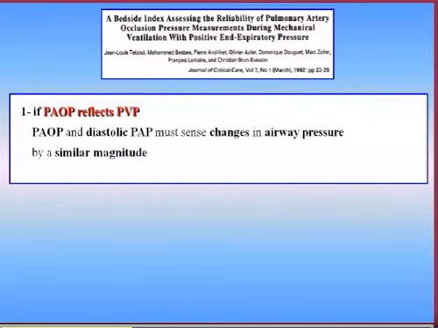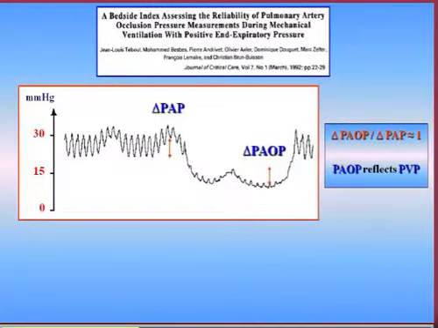Years ago, we proposed a solution. We assume that if PAOP well reflects pulmonary venous pressure, PAOP and diastolic pulmonary artery pressure must sense changes in airway pressure by a similar magnitude, because pulmonary arteries and pulmonary veins are submitted to the same intrathoracic pressure in the thorax. So we should have this kind of tracing with similar magnitude of change in PAOP and change in PAP, in diastolic PAP.